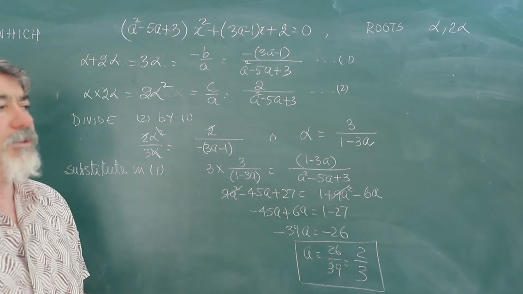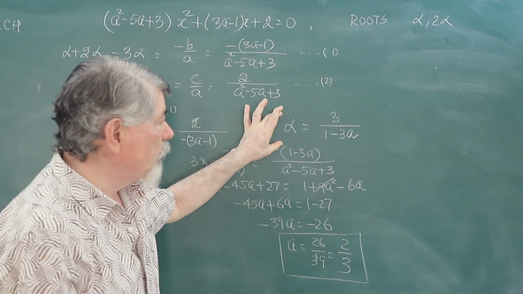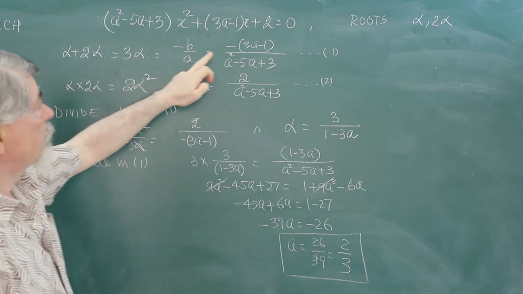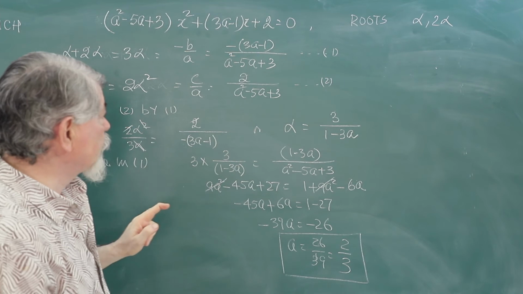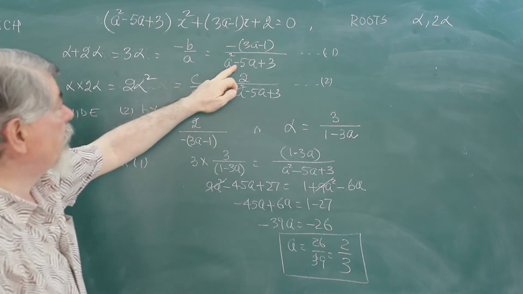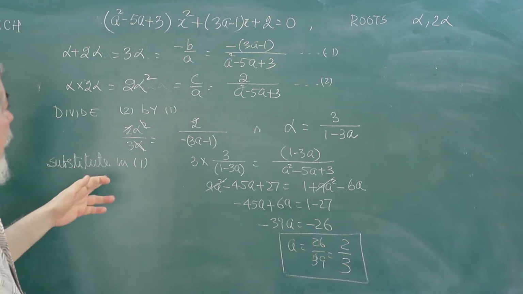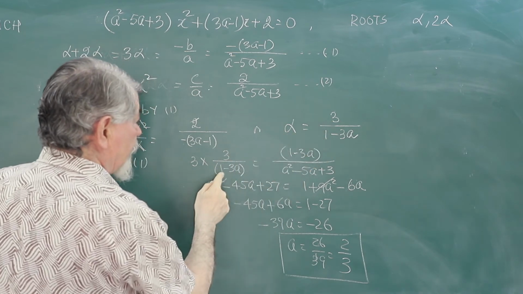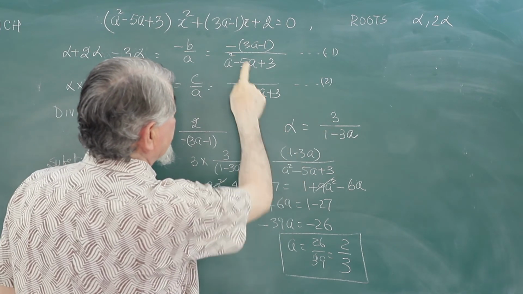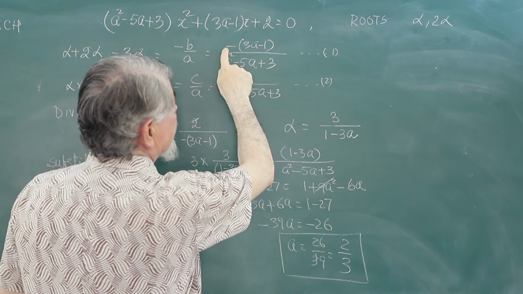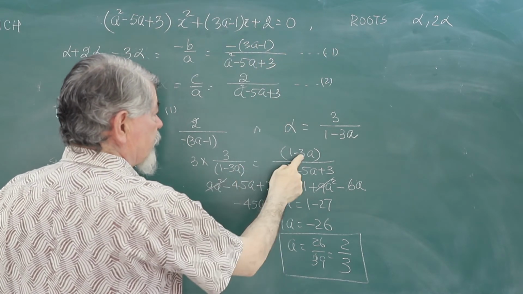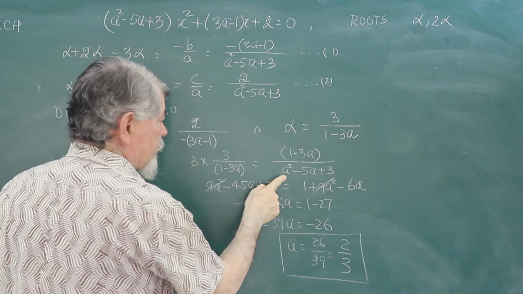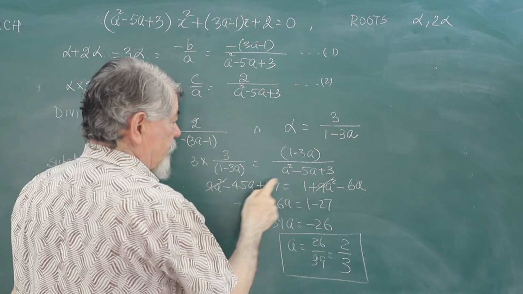Then I substitute this value, I put this value of alpha in equation 1. What is equation 1? 3 alpha is equal to minus bracket 3a minus 1 upon a square minus 5a plus 3. So I am going to put the value of alpha. So 3 into alpha, 3 into 3 upon 1 minus 3a. This side also I change 1 minus 3a by bringing the negative inside. So 1 minus 3a. Both sides will become the same. 3 3s are 9. So let us cross multiply. 9 into a square is 9a square. 9 into 5 is 45.